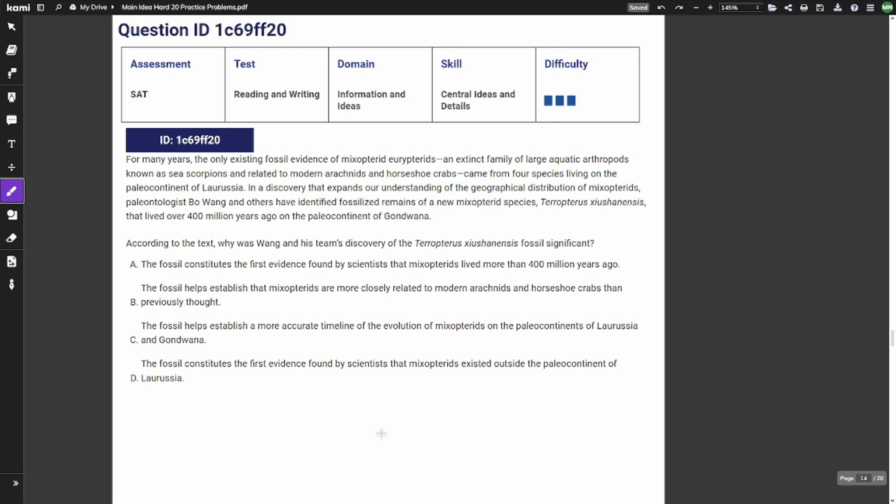Question number 14. Once again, feel free to pause and read. Alright, so here the question is asking us, why was Wang and his team's discovery of this fossil significant? So first things first, let's summarize our text.